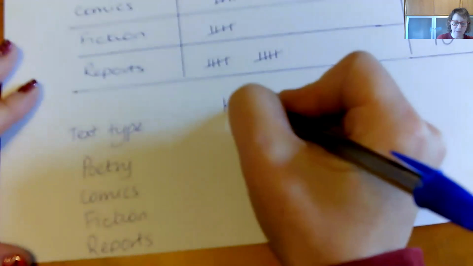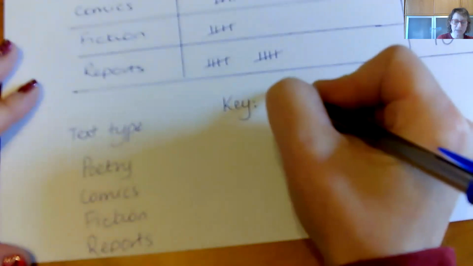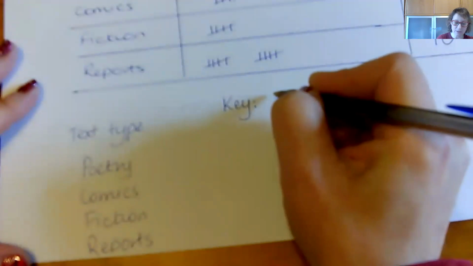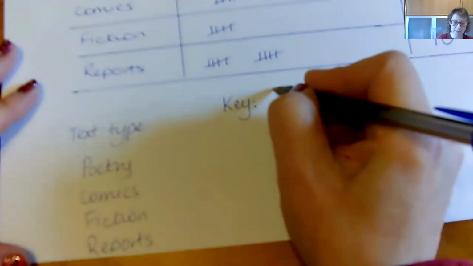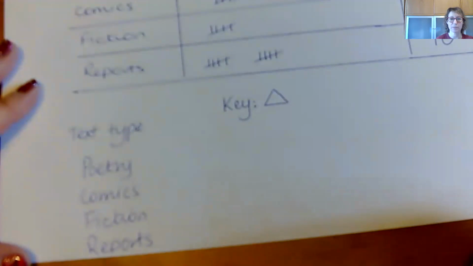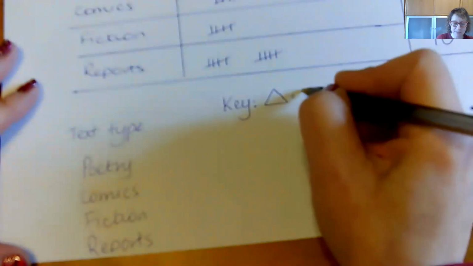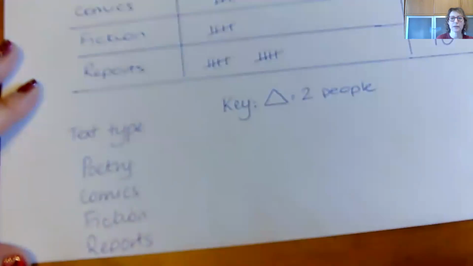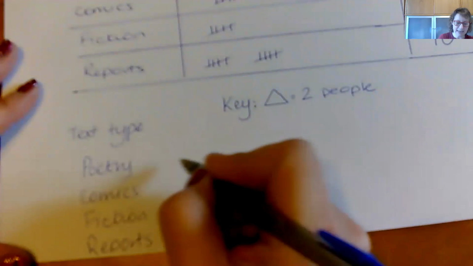So for my key, I know it says to use circles, but the problem I have with circles is I can't draw half a circle. So what I'm going to do is change that to triangles, and you are free to do whatever shape you like. So that's going to be 2 people or 2 children, okay? So for poetry, I need 18.